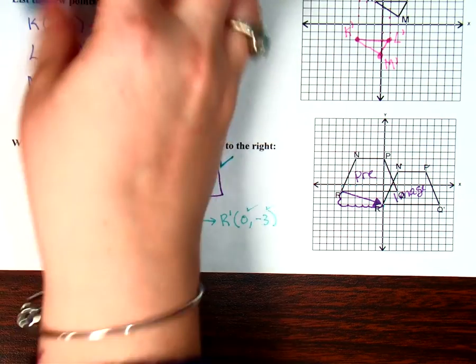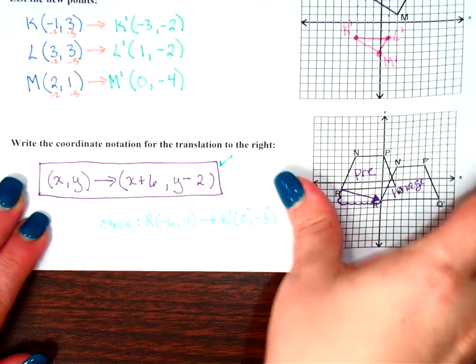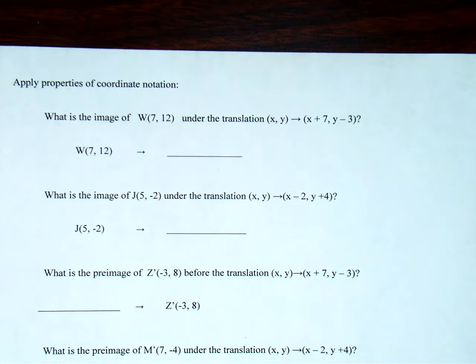Okay? Sometimes you're not going to be given a graph. So if you have graph paper, that's great. But let's talk about what to do if you don't have graph paper. How can you figure out where your new points will be, right? So you just have to work and do it mathematically, okay? So as we go through, my first one says apply the properties of coordinate notation. What is the image of W, 7, 12, under the translation xy becomes x plus 7, y minus 3, okay?